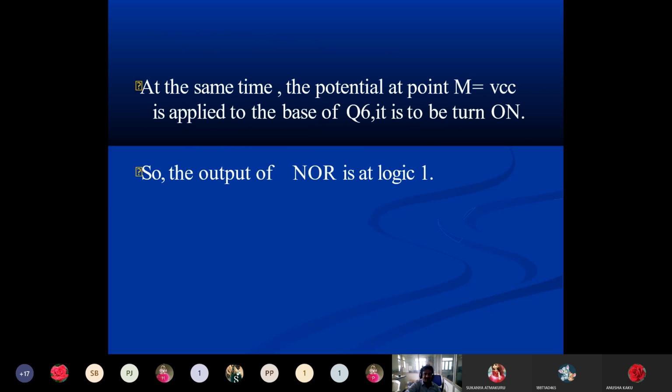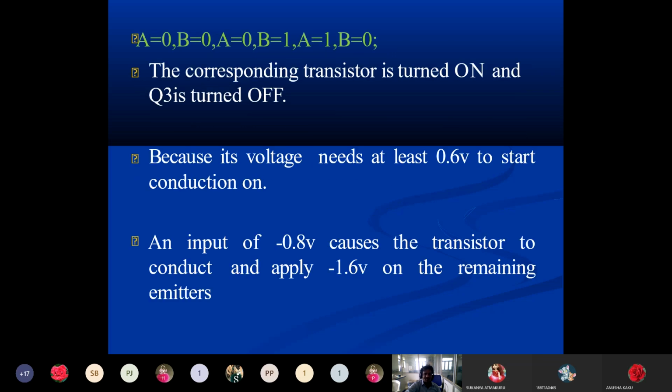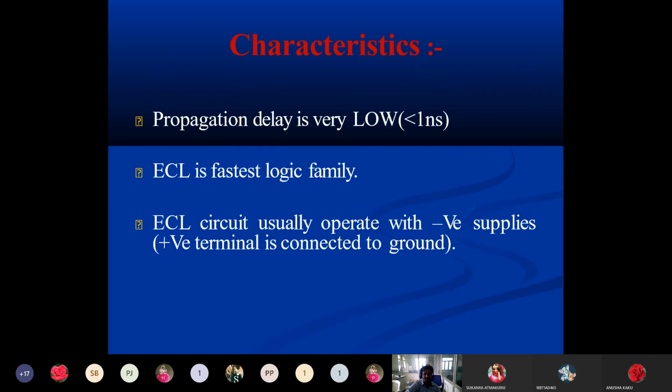That is the operation, and the characteristics are: propagation delay is very low, less than 1 nanosecond. The delay between the output and input is very low, and ECL is the fastest logic family. The ECL circuit is usually operated with negative supplies, and the positive terminal is connected to ground.